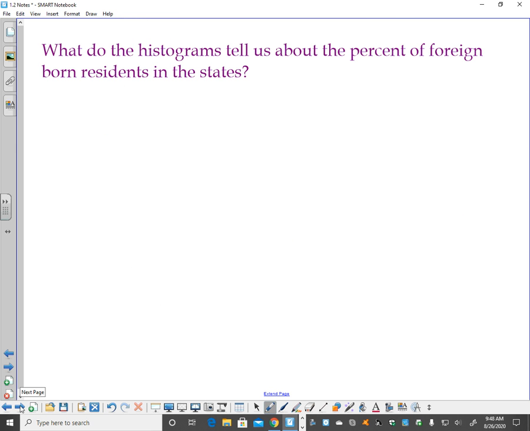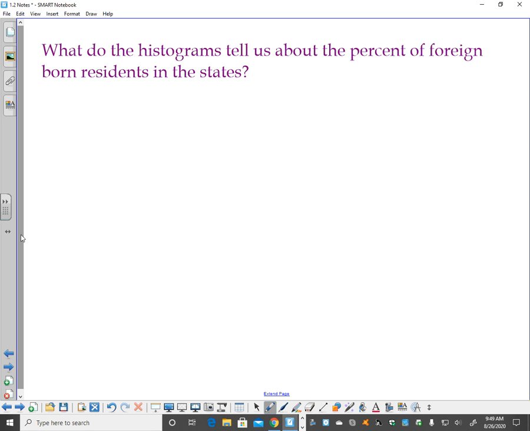Okay, what do the histograms tell us about the percent of foreign-born residents in the state? Okay, I don't need you to start rambling. I don't need you to write me a paragraph. I need you to tell me about this histogram. Shape, center, spread, and outliers. Because they are asking me to describe the distribution. They didn't specifically say define shape, center, spread, and outliers, but you've got to know that. You've got to do this enough that when anybody asks you to describe a distribution, those are the four things you need to cover.